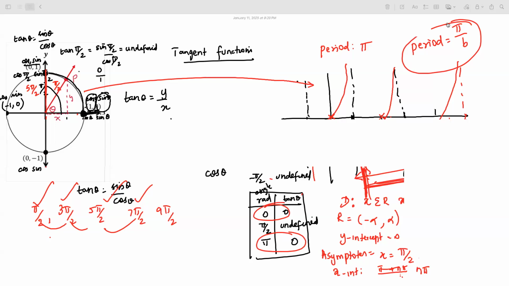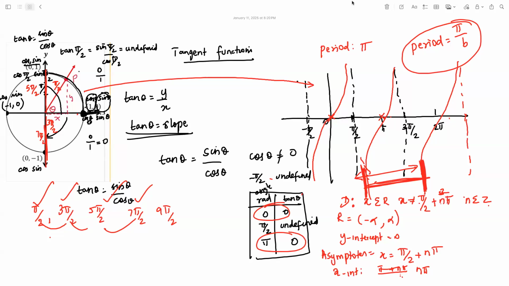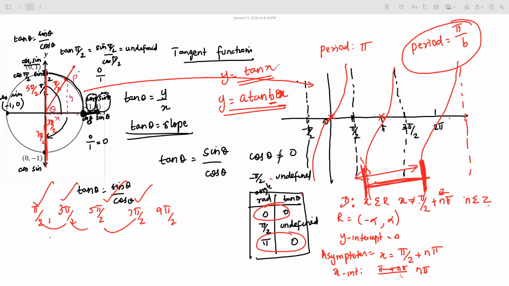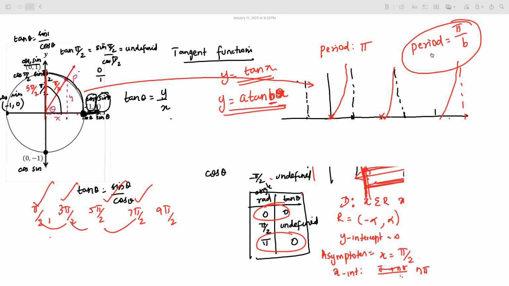Now for the tangent graphs, let's say we have a transformed tangent graph, y equals a tan b theta, or bx. For this b, the period will be pi by b. Our parent function is tan x, and for tan x the period was pi. Now if there is bx, there is a horizontal dilation of b, which means the period becomes pi by b instead of 2 pi by b, which was there in cos and sine curves. Can I move on?